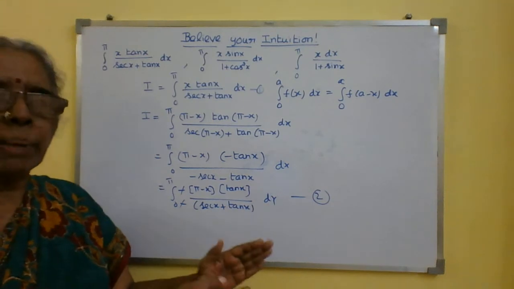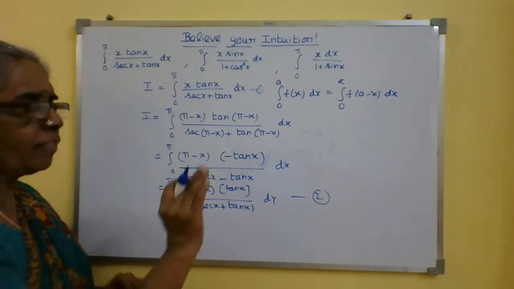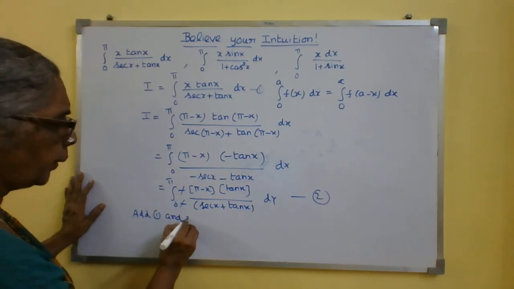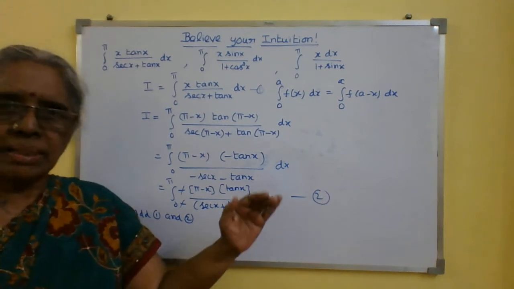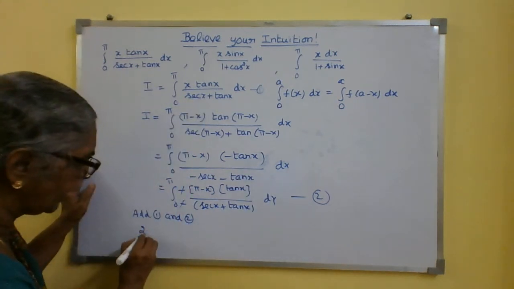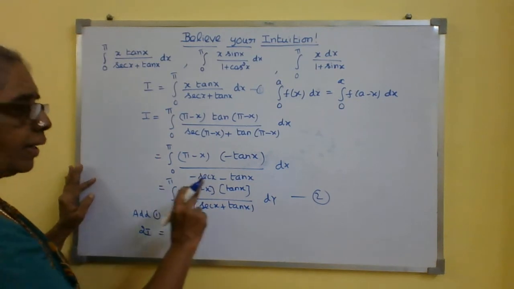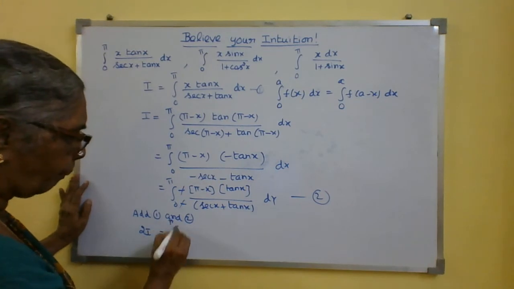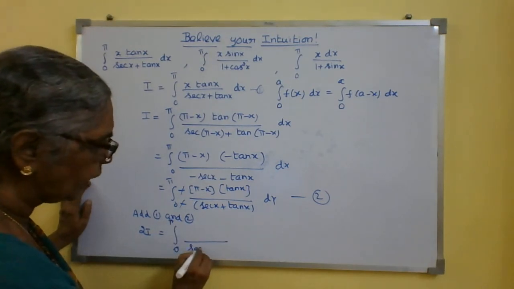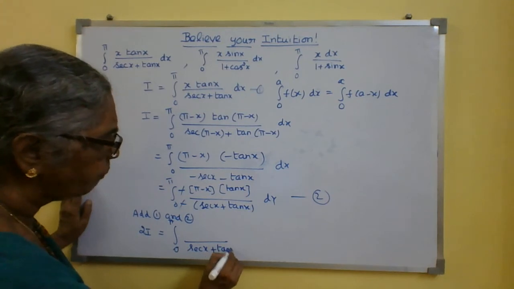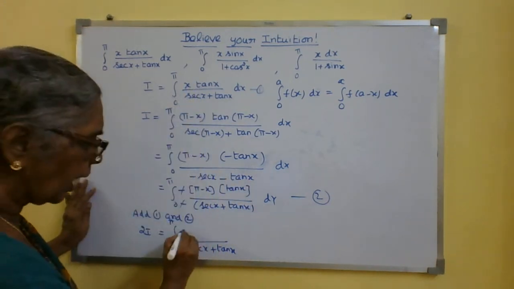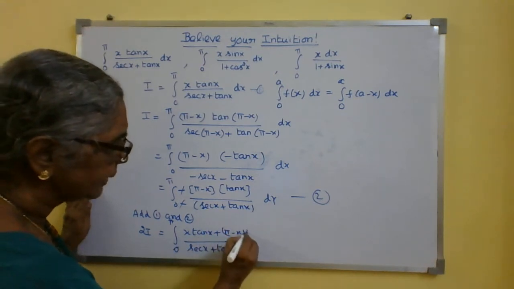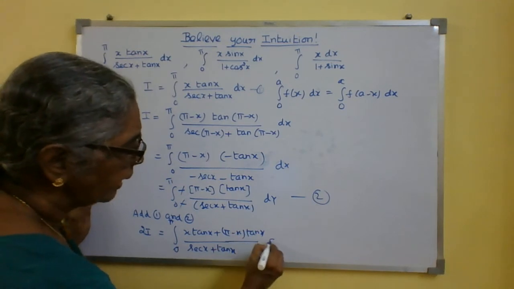Now I am going to add my 1 and 2, because in the previous video also we have done that, you know that. When you add 1 and 2, the left hand side is I plus I, so you will be getting 2I. That will be equal to, when you come to the right hand side, the denominator is the same, so I will write 0 to pi, the common denominator as it is. Coming to the numerator, here you have x tan x. In 2 you have pi minus x tan x, then dx.